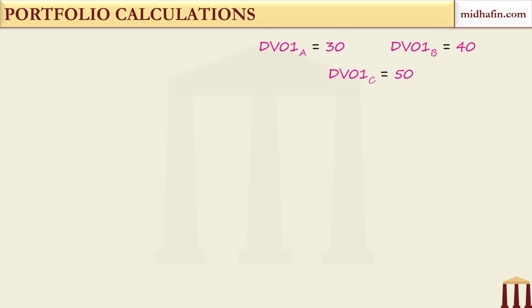Okay. So for DV01, it's pretty simple. If, let's say, your portfolio comprises 3 bonds, A, B, and C, and each of them has these DV01 values, in order to find the portfolio DV01, you just need to add them all. 30 plus 40 plus 50. That's the DV01 of your portfolio. That is 120. Pretty simple.